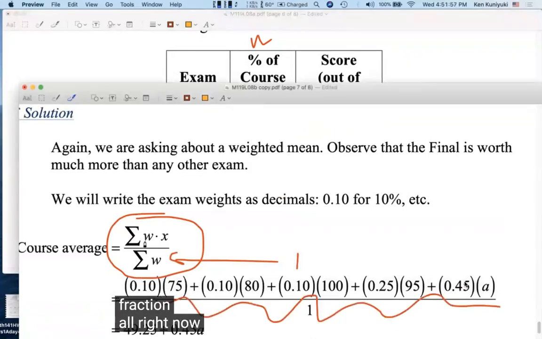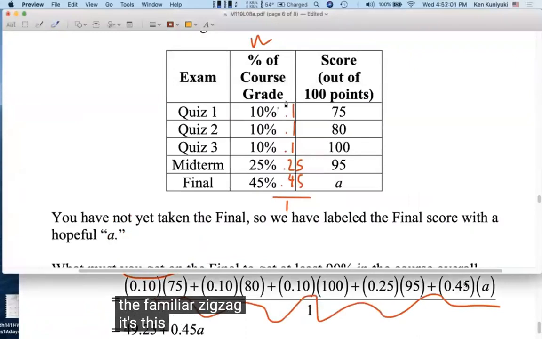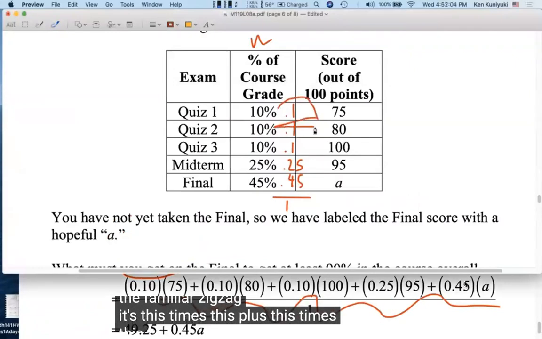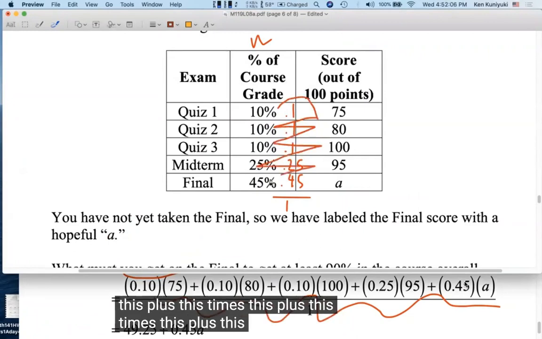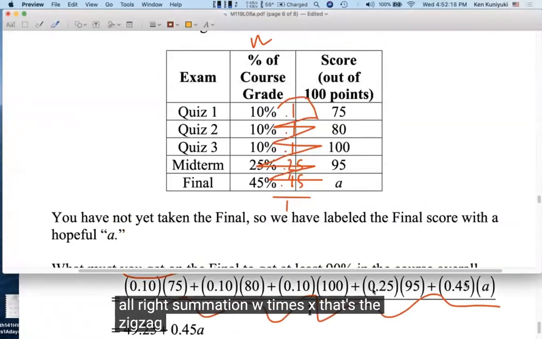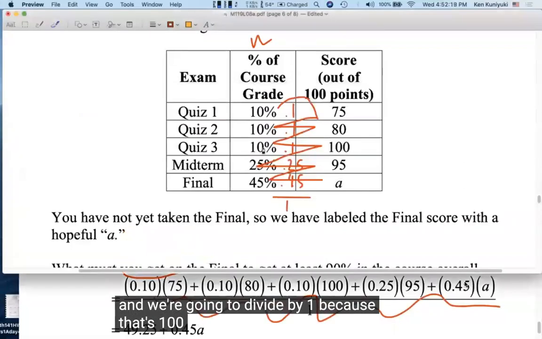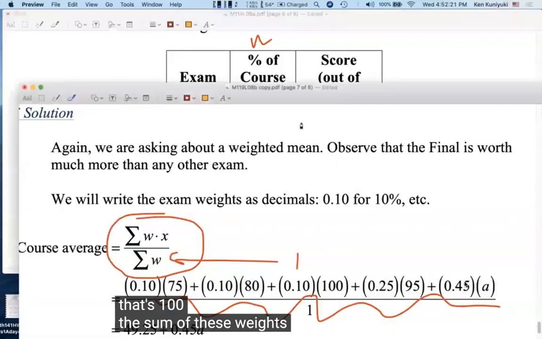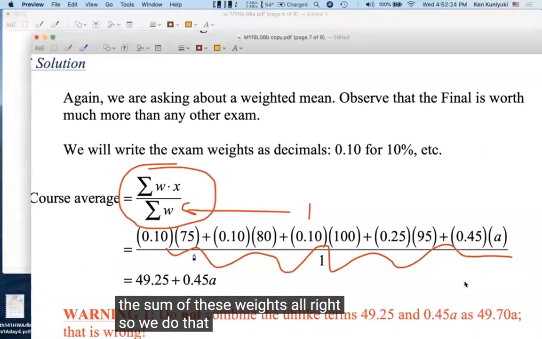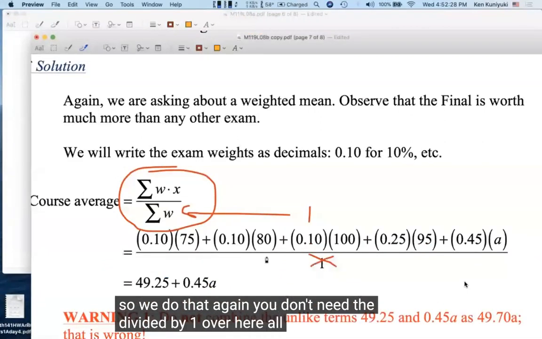Right. Now, summation W times X, that's the familiar zigzag. It's this times this, plus this times this, plus this times this, plus this times this, plus this times this. It's the familiar zigzag, like what we did for GPA before. Summation W times X, that's the zigzag. And we're going to divide by 1 because that's 100%, the sum of these weights. All right, so we do that. Again, you don't need the divided by 1 over here.